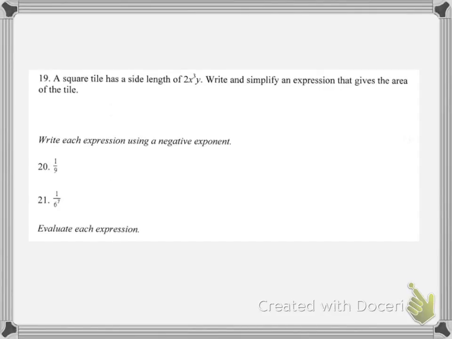In number 19, we have a problem about a square tile. A square tile, that means all the sides are the same, has a side of 2x to the 3rd y. That means all the sides, because it's a square, are the same. You're looking for the area. The area of a square is equal to the side squared. So the area of this square is equal to the value of 2x to the 3rd y squared.